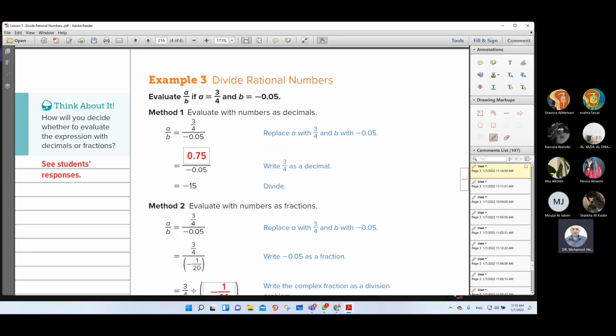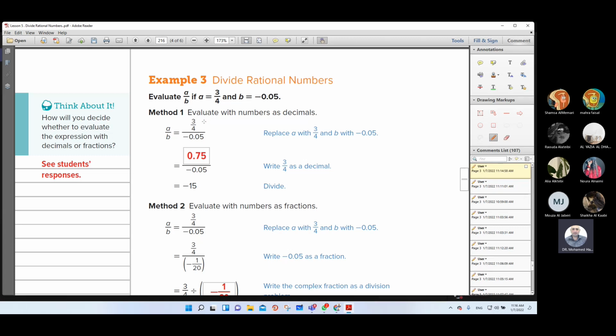The third idea in this lesson, if you want to evaluate an expression, and this expression is like a fraction. For example, we have this expression a over b. If the value of a equals 3 over 4 and the value of b equals negative 0.05. So evaluate with numbers as a decimal. So rewrite the expression a over b, then substitute what is the value of a, 3 over 4, and what is the value of b will be negative 0.05.